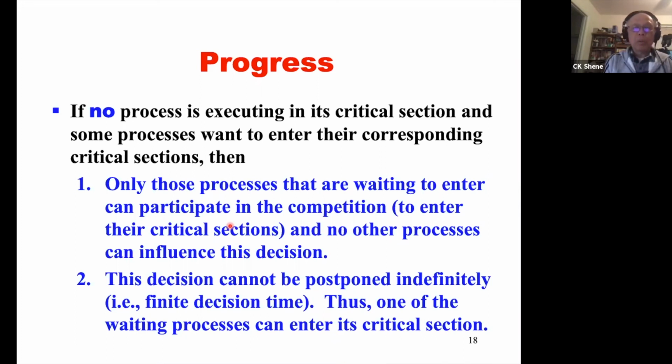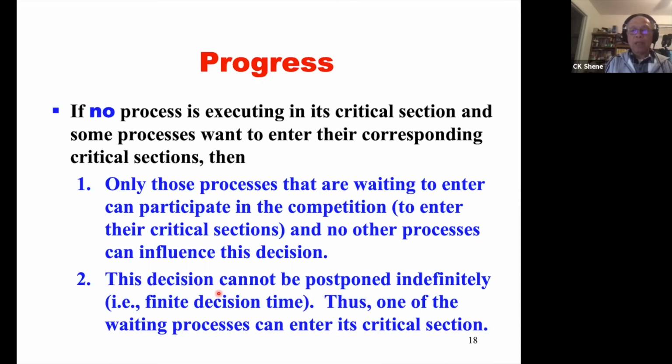Okay, so because bullet 1 states that those who are waiting must make a decision to select a candidate to enter, the second bullet states that this decision cannot be postponed indefinitely. That is, you make a selection of a candidate. This decision determining which one can enter must be done in finite time.